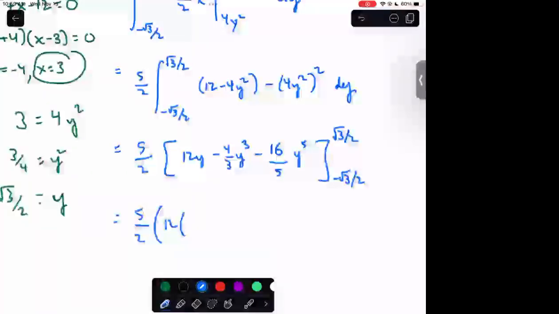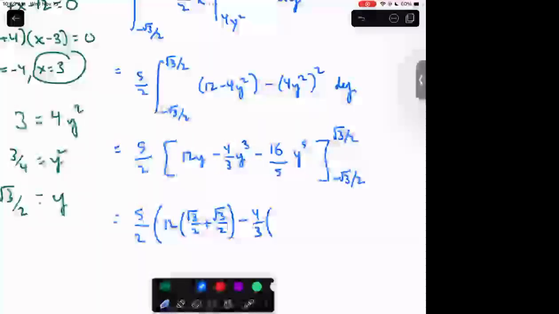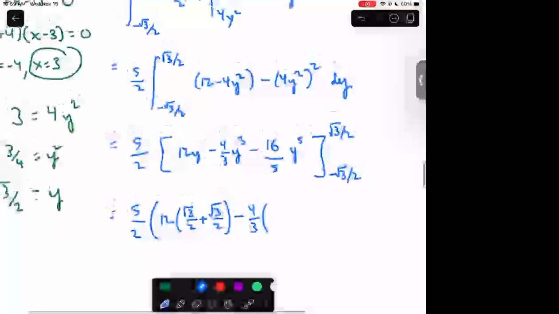I would do them term by term. So first, for the 12y, I would do root 3 over 2 minus a negative root 3 over 2. Then for the negative 4/3 y cubed, you could just literally plug this in cubed, but this root 3, if I was to cube that, would be the same thing as root 27.